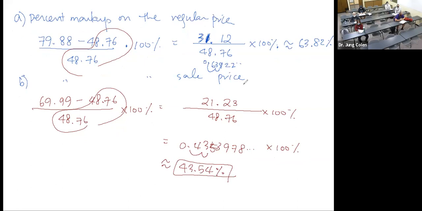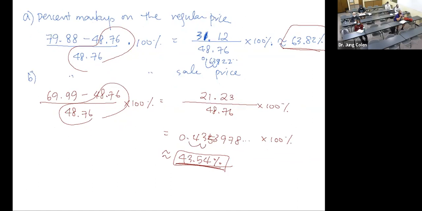So both are what? Markup or markdown? Markup, right? So if you have regular price, ooh, it's a lot of markup. 63.82% markup. Even if you have the sales price, it's still pretty good, I think, right? Okay, so to make some profits, you need to think about that.